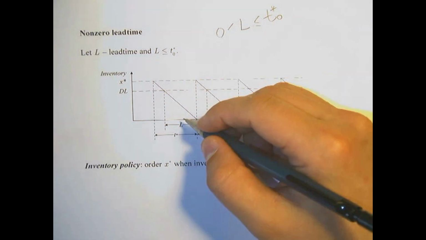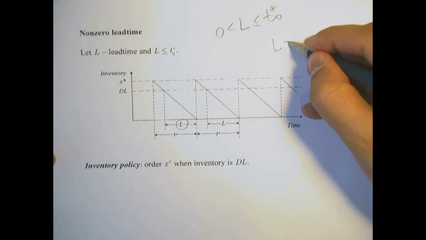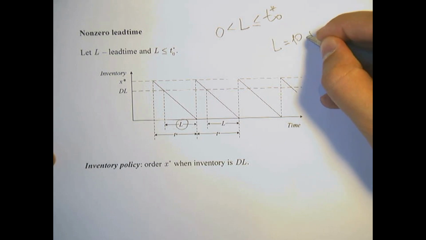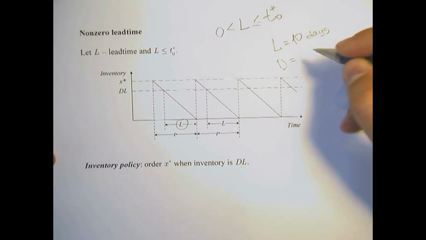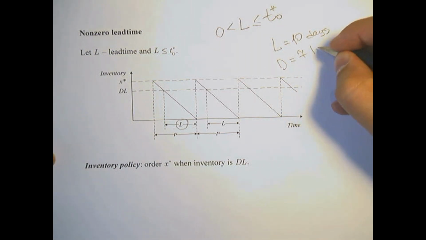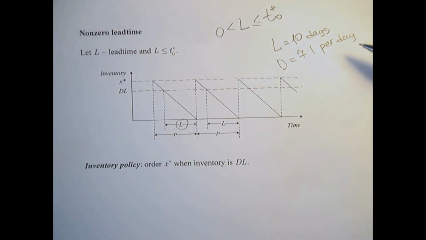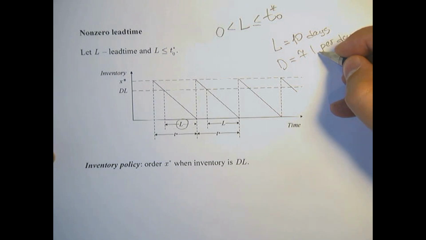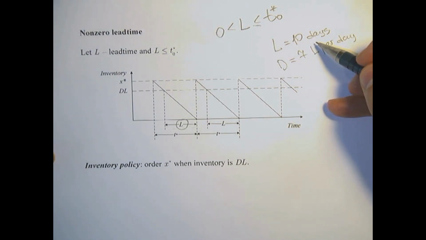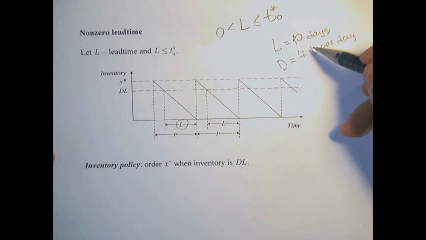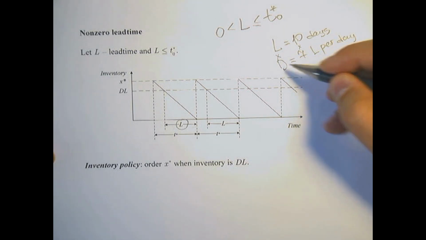So look, for instance, if delivery lead time is 10 days, and assume that the demand rate is 7 liters per day, the question is, how many liters of orange juice do we need for these days of lead time? So the answer is rather clear. We need 10 times 7, or L times D.